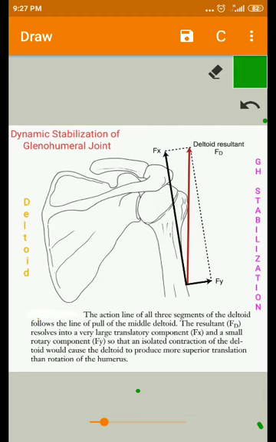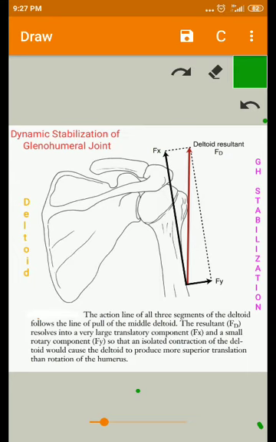Students, welcome back. Now we are going to see the dynamic stabilization of the glenohumeral joint. The first one is the deltoid contribution in the glenohumeral joint. As we know, the deltoid has three fibers: the anterior fibers, middle fibers, and posterior fibers. That means the deltoid muscle has three segments.